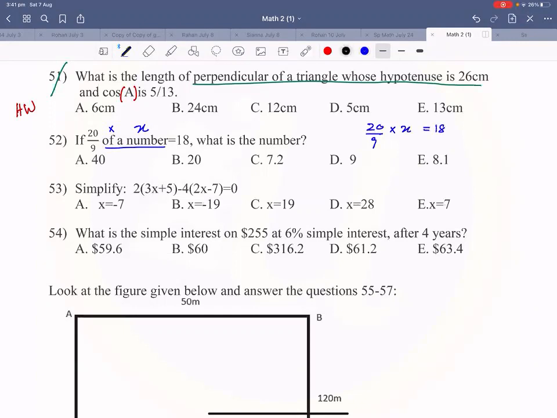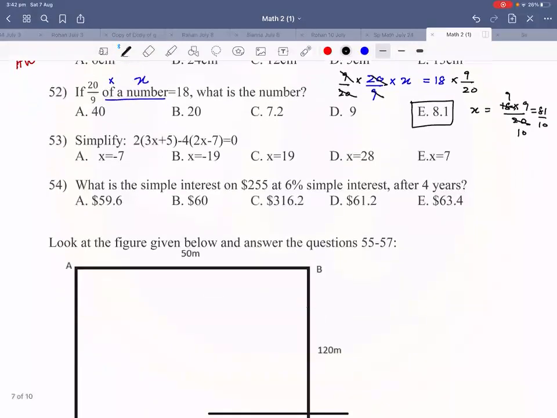So what to do? You have to isolate x, right? So you multiply by 9 and divide by 20. You do the same thing on the other side as well. So then 9, 9 gone, 20, 20 gone. So you get x is equal to 18 times 9 divided by 20. So it would be 81 divided by 10. So 8.1 is the answer.